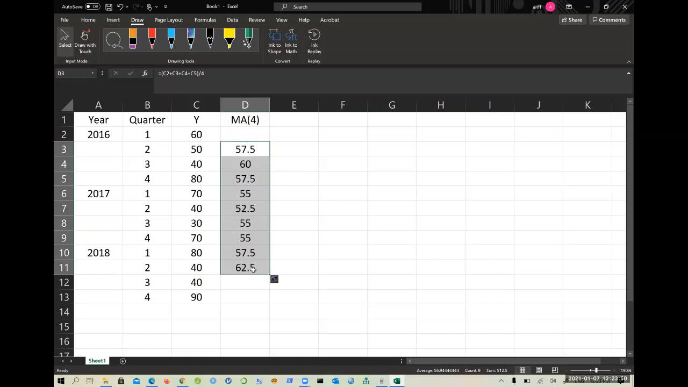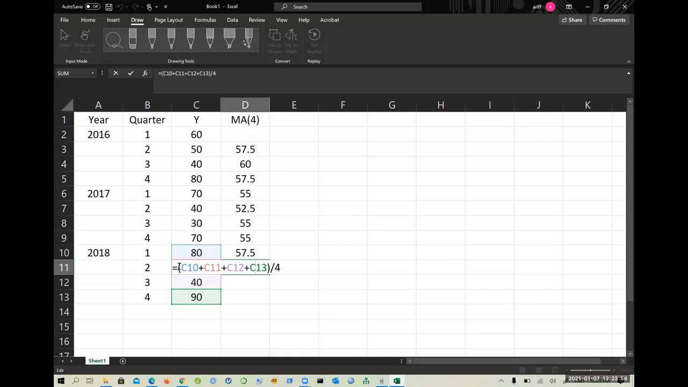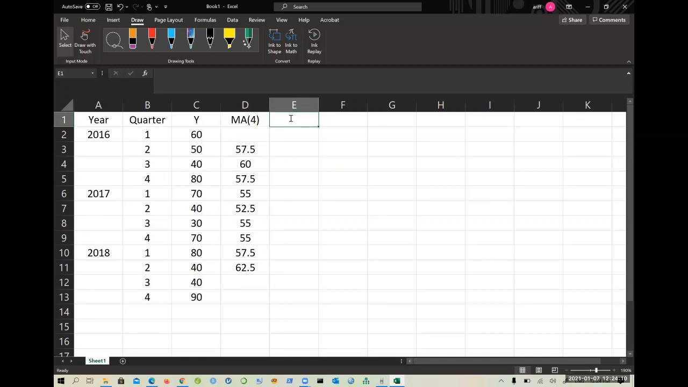Okay, so if you look to the last one, this will give you the last 4 digits, that is 80, whatever value over here, 40 and 90. Okay, so that is for the moving average, and remember that this value is actually in between 2 and 3. Okay, so that means you need to find the centered value. So finding the centering, this will give you the trend values.